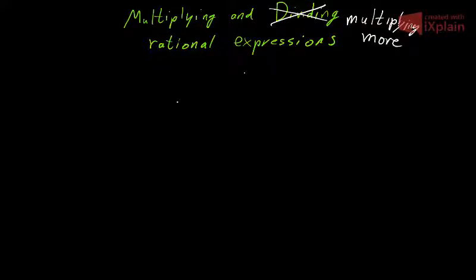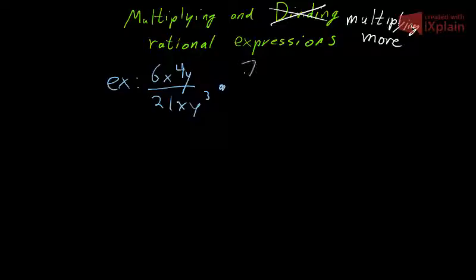When we see rational expression, what I want us to think about is ratio, means there's going to be a fraction, and expression means there's going to be some variables in there. So let's look at an example real quick, and then we will get multiplying. For my example, 6x to the fourth y divided by 21xy cubed, this is going to be times 7x squared y squared over 3x cubed y squared.